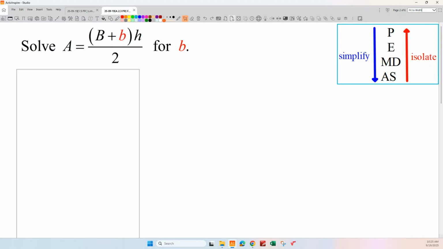Okay, what do I do? What do I do first? Multiply by 2 on both sides, don't I? I want to get rid of the fractions. So we're going to clear fractions, multiply by 2. I like it.